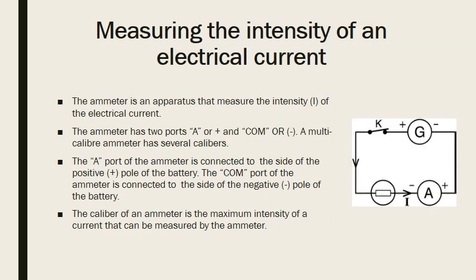Measuring the intensity of an electrical current. The ammeter is an apparatus that measures the intensity of the electrical current. The ammeter has two ports: A for positive, so A is normally this side because it's positive, and COM.